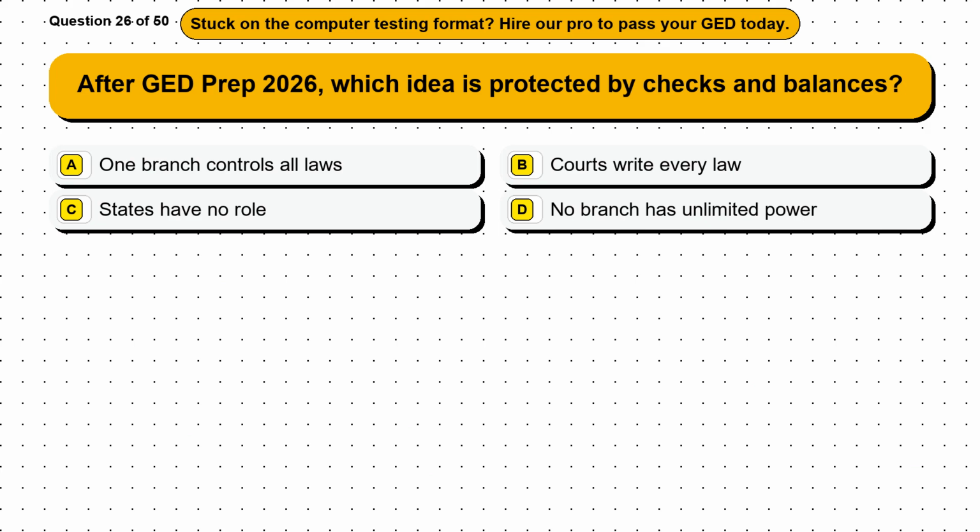Question 26. After GED Prep 2026, which idea is protected by checks and balances? Option A. One branch controls all laws. Option B. Courts write every law. Option C. States have no role. Option D. No branch has unlimited power.